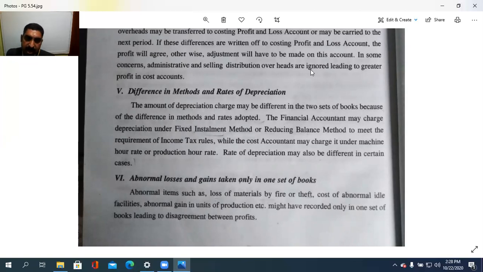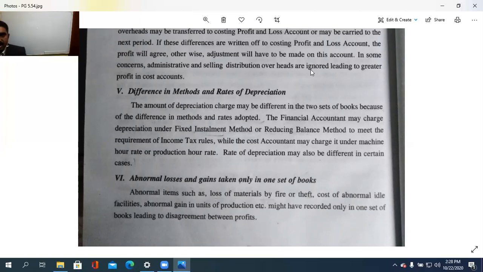Our depreciation main ആയിട്ട് ഏതിനകത്താണ്? Financial accountsനകത്താണ് അല്ലേ? So amount of depreciation charged may be different in the two sets of books because of the difference in the methods and the rates adopted. Financial accountant may charge depreciation under fixed installment method or reducing balance method. അതായത് WDV method അല്ലെങ്കിൽ fixed installment straight line method. 5000 ആണ് 50,000ന്റെ 10% ഫുൾ പീരീഡ് 5 വർഷത്തേക്കും ആ 10% 5000 വെച്ച്. That is the case of fixed installment method.